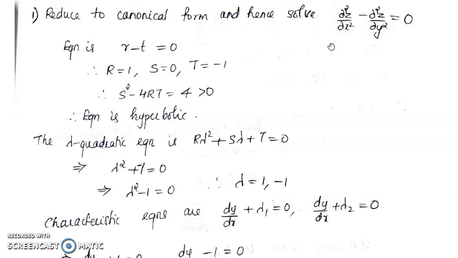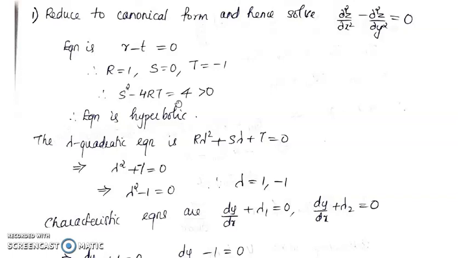We will first see what the canonical form is and then we will see how to find the solution. So the equation can be written as r minus t equal to 0, where r is dou square z by dou x square and t is dou square z by dou y square. Here r is 1, s is 0 and t is minus 1. So s square minus 4rt will be equal to 4, which is positive. So it is a hyperbolic equation.